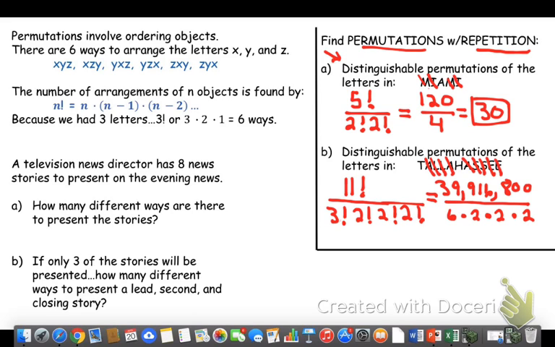When I multiply this all out, the 3 was 3 times 2 times 1, so that's where the 6 came from, and then 2 times 1, etc. If I divide our numerator by the denominator, it comes out to 831,600 ways.